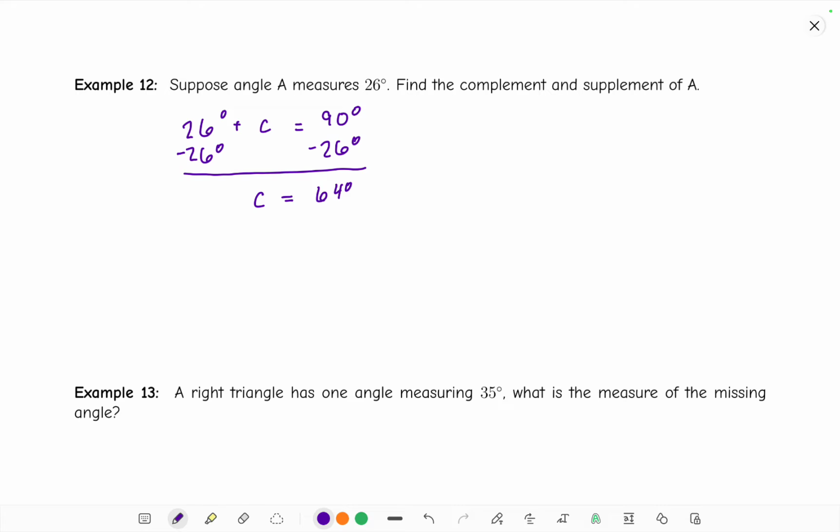That's the complement. Now the supplement means it adds up to 180. So we get 26 plus the supplement equals 180. So we subtract 26 from both sides. Again, and we get S equals 154 degrees. So the complement was 64 degrees and the supplement is 154 degrees. So that's the key part when doing angle problems.